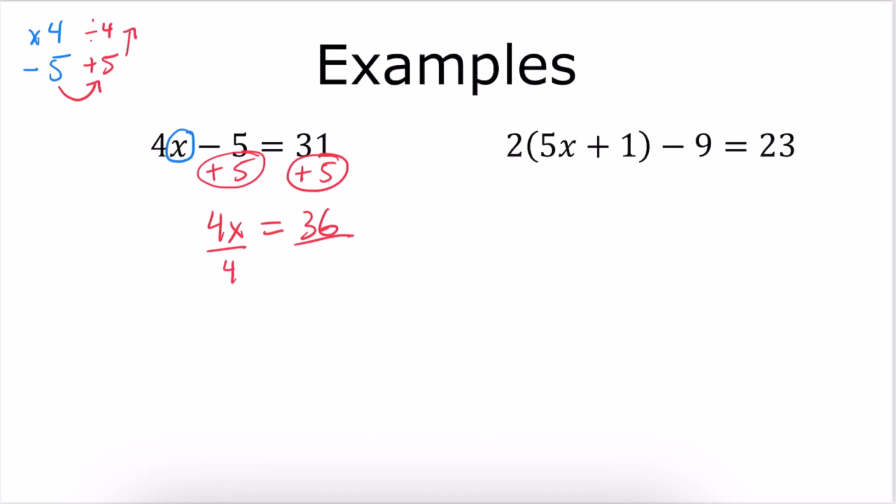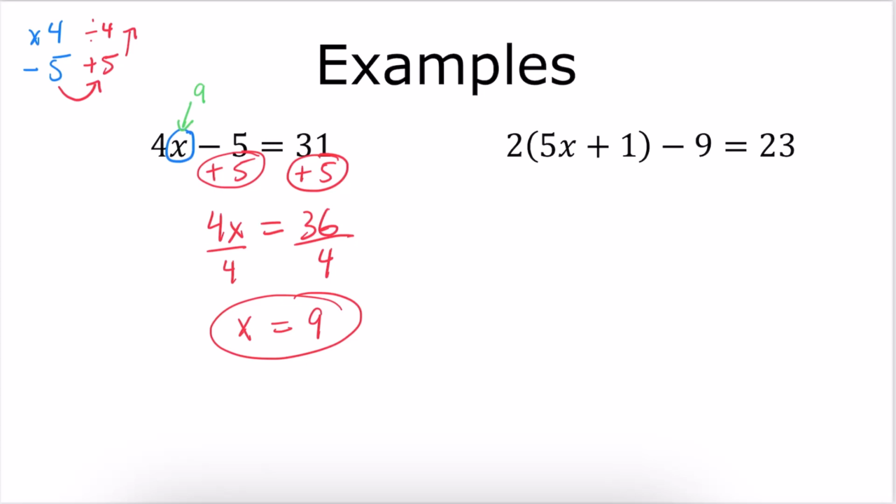So you would divide both sides by 4, and 4x divided by 4 is just 1x. 36 divided by 4 is 9. And then you can check and make sure you did that correctly by plugging it in. And if you plug in a 9 for x, well, 4 times 9 is 36. 36 minus 5 really does equal 31. And so that would be the process of solving that one by using reverse order of operations.